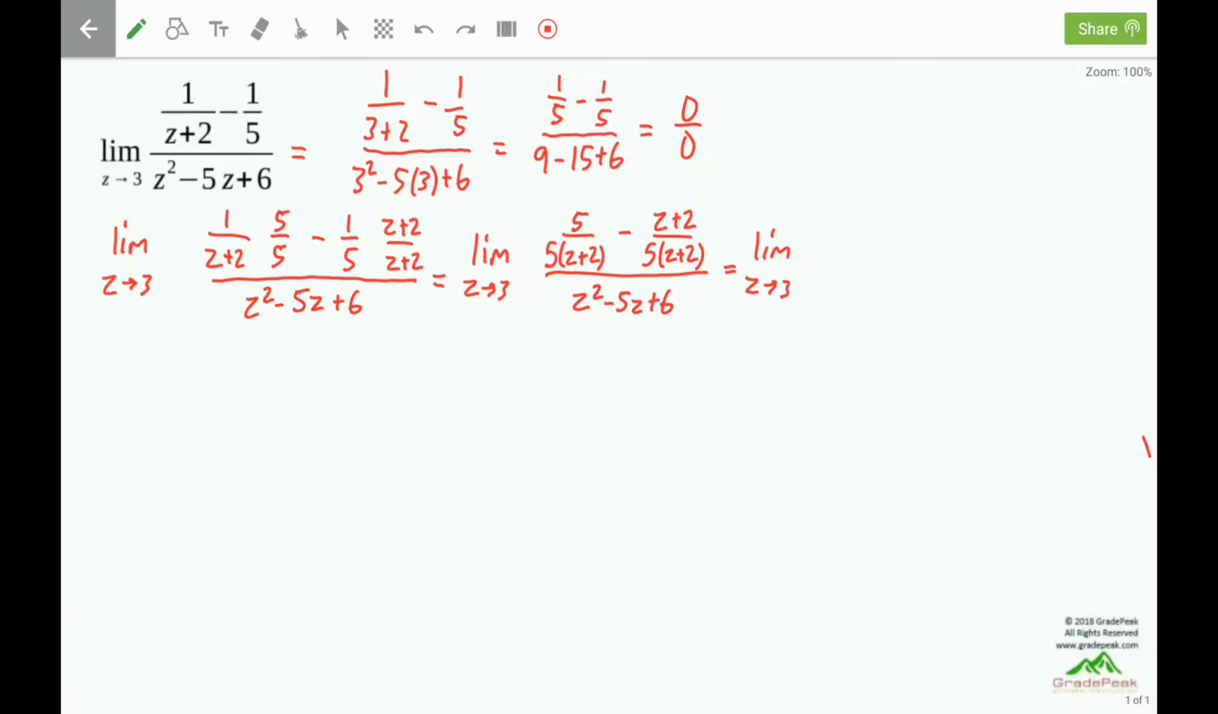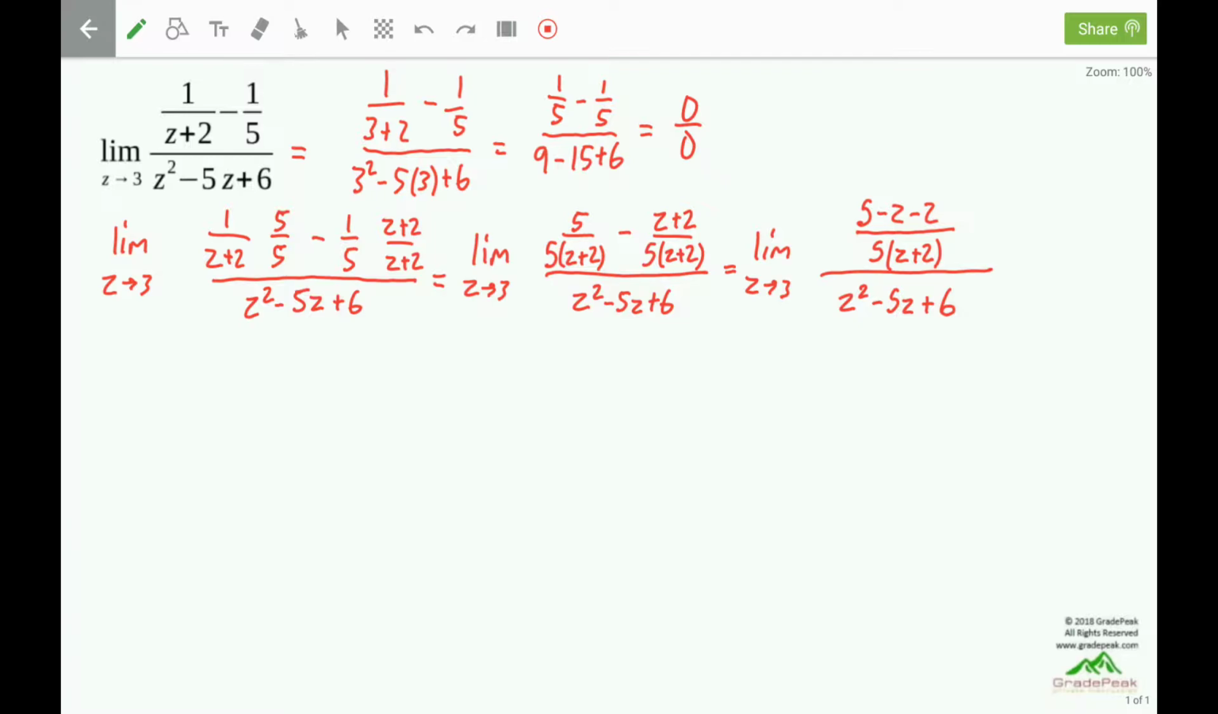It looks like it's a subtraction. Be careful, this minus sign here will distribute on the z and the 2 that are here when we combine these together. So as a single fraction, it will be 5 minus z minus 2 over the common denominator of 5 times z plus 2, and then all of this is over z squared minus 5z plus 6. Alright, now that we've produced the common denominator, we still will have 0 over 0 going on, and we'll continue to have that until we do some kind of cancellation.